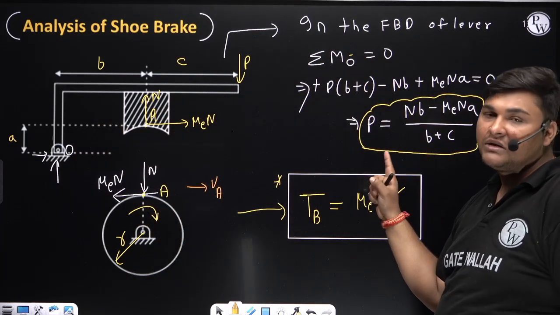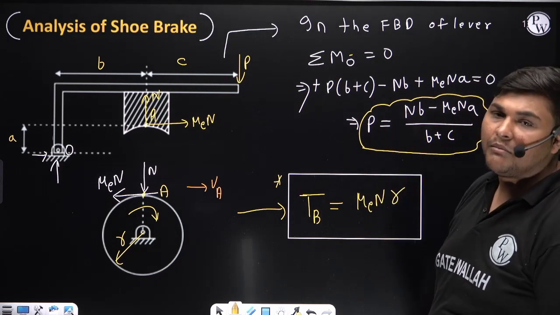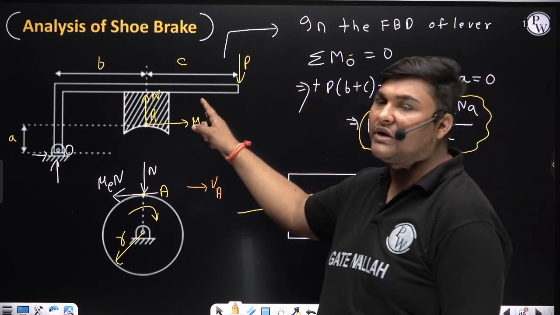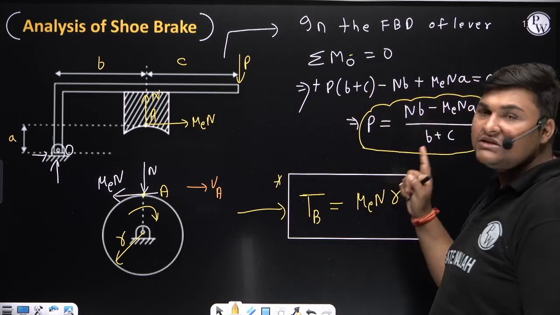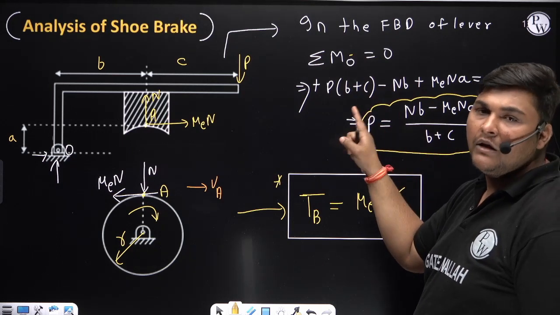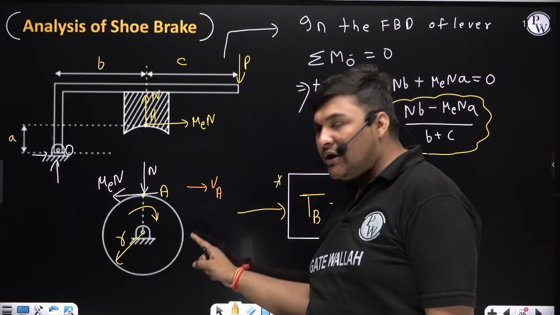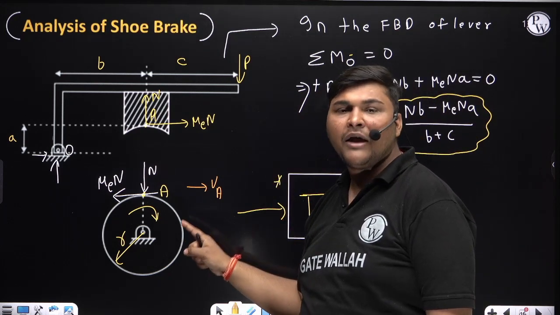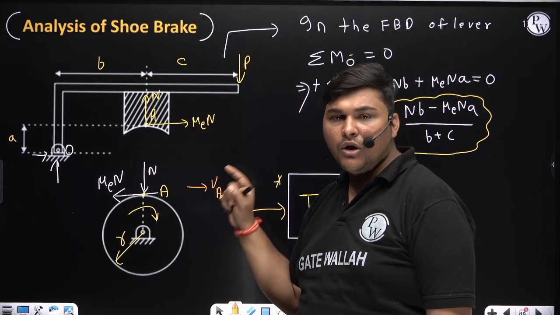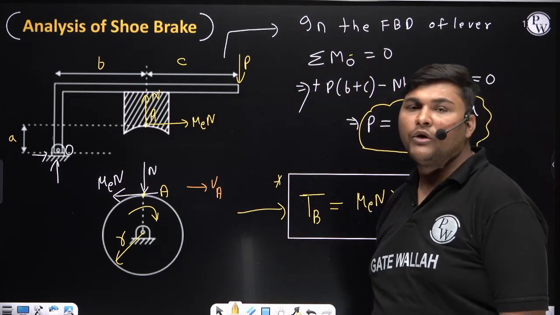You need not remember this relation. If you want, you can remember it, but you need not, because from case to case the expression of P can change based on this moment equation. But you need to remember and understand this step. First draw the body of the drum. How to draw the body of the drum I have already explained. Then draw the body of the lever. In the body of the lever, always take the net moment about the fulcrum O equal to 0.